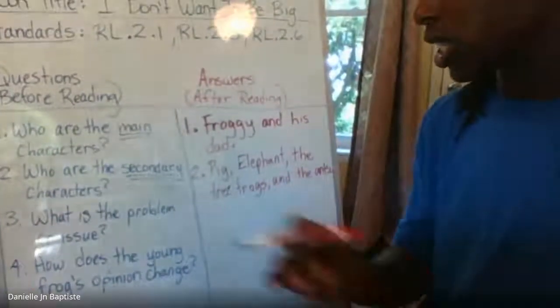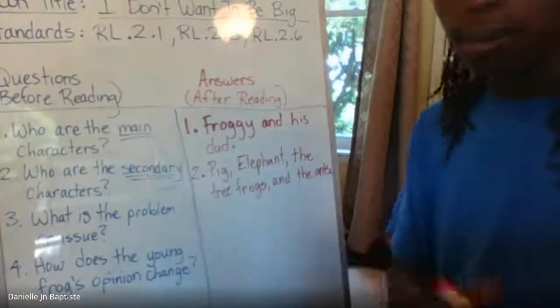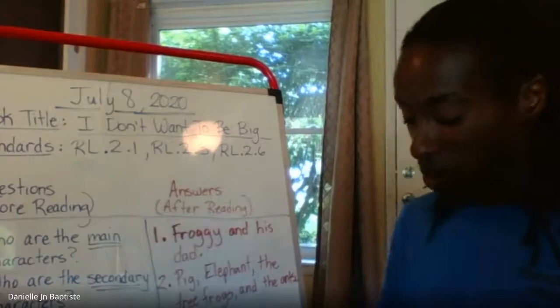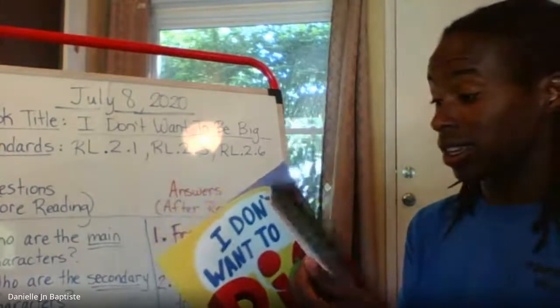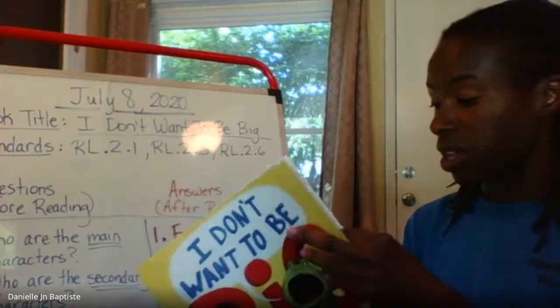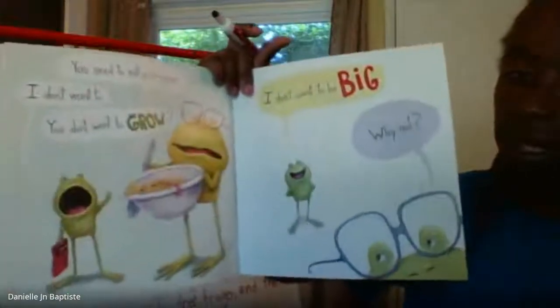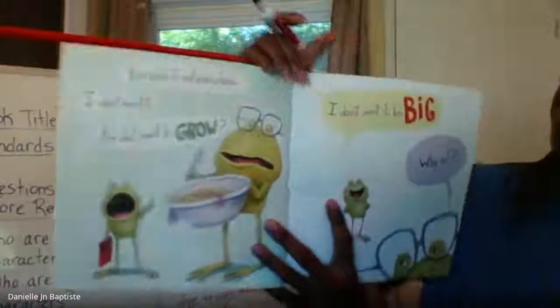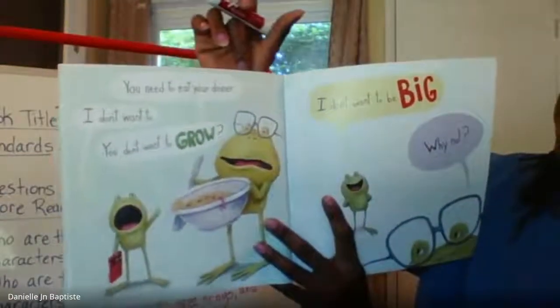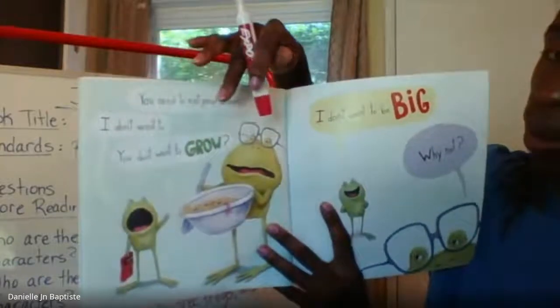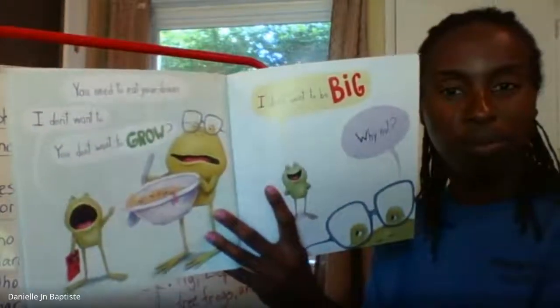Our next question is, what is the problem or issue? What is the problem in this book? Let's take a look. We could look at the first page and figure out what the problem is. Let's read again. "You need to eat your dinner." "I don't want to." "You don't want to grow." So what's the problem?